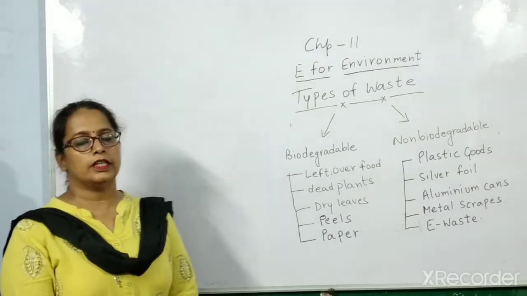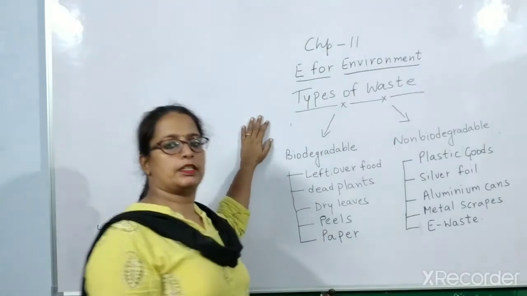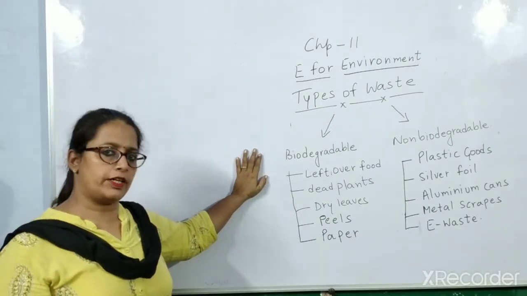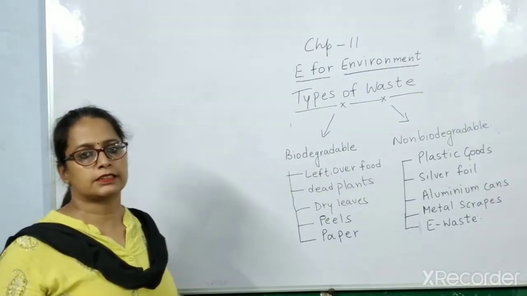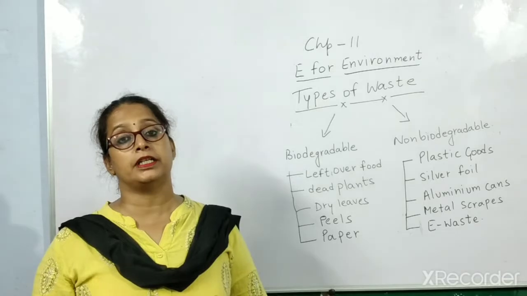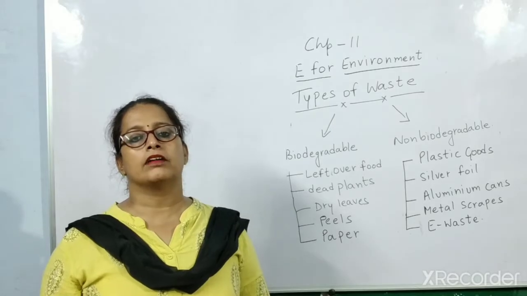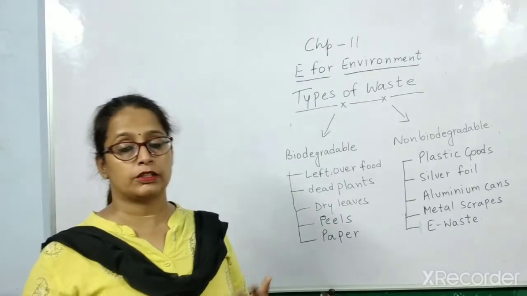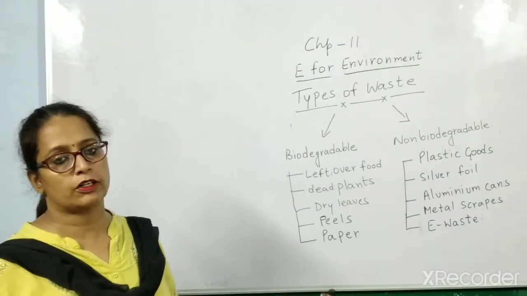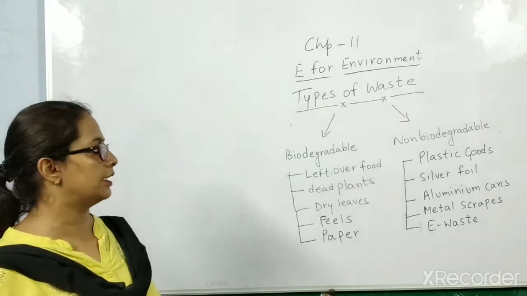Students, in this module, module number 2, we are going to talk about, in the same chapter, E for environment, chapter number 11, about the waste. So what is the waste? Anything which is not useful for us, that is a waste. It can be anything. It can be rough paper, peels, kitchen waste, anything. It can be the plastic bottle that you drink water from and then throw away, right? So these are all waste for us. We use it for some time and then it becomes waste.